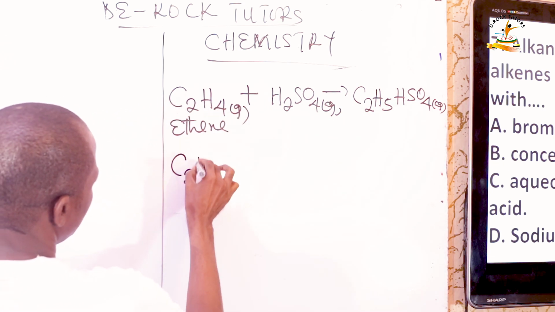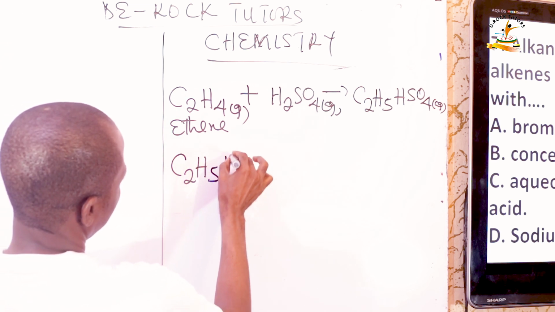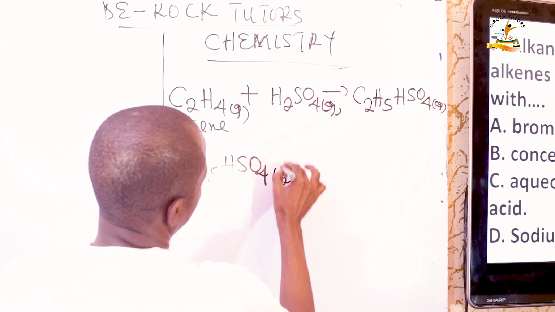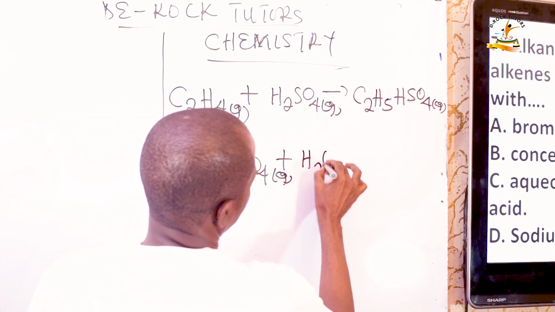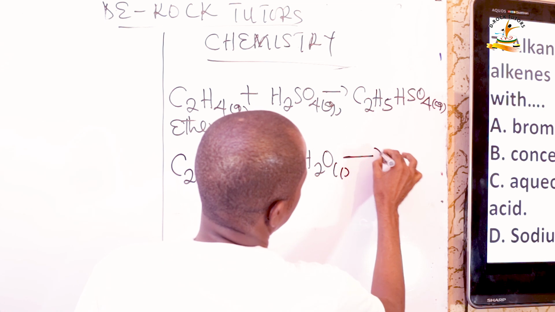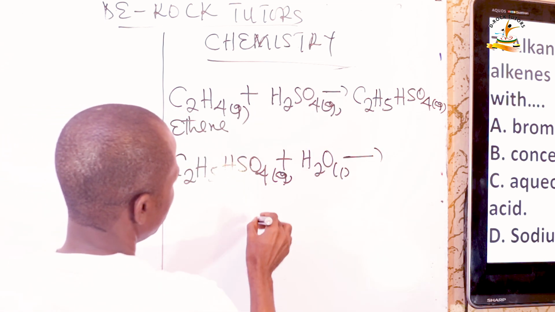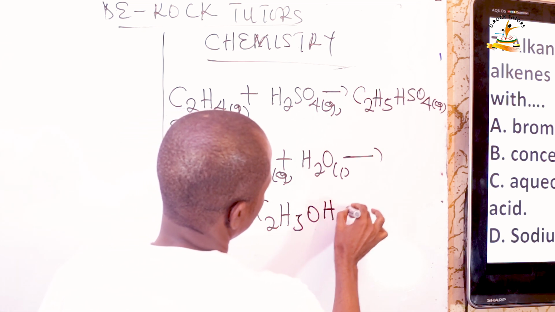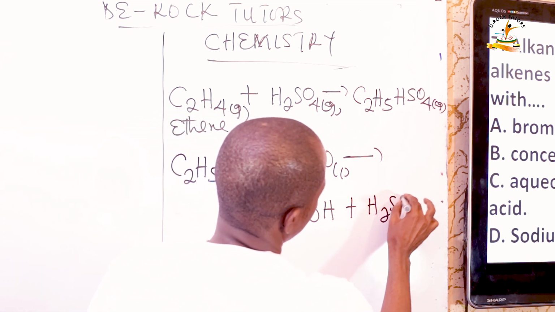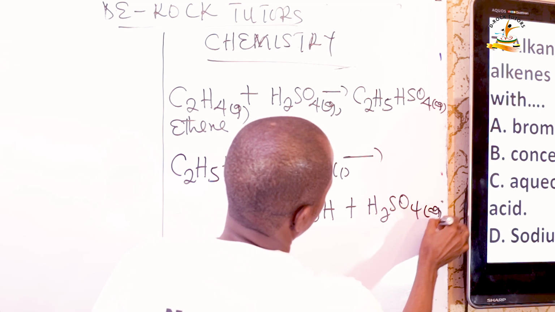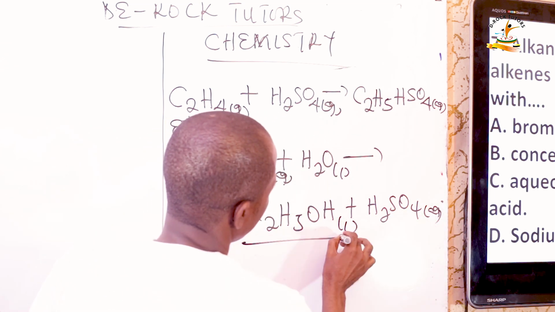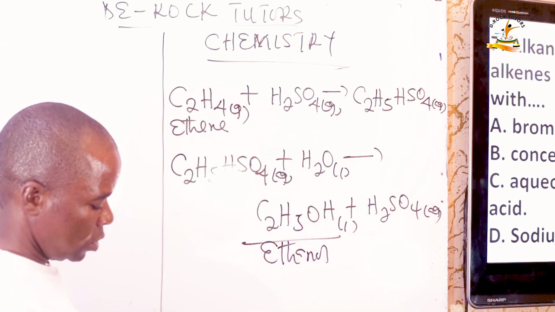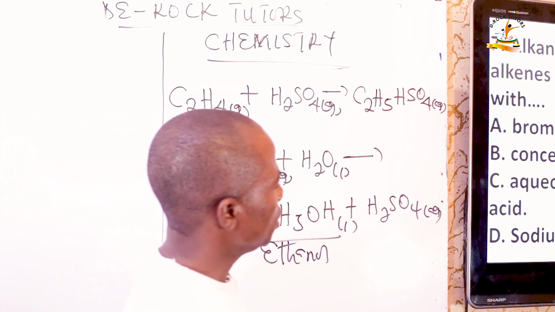So we now have C2H5HSO4 plus H2O. That's the hydrolyzing aspect. And then the product now will be C2H5OH plus H2SO4. So we can see this is our ethanol that we want to produce. So the correct answer here is option B.